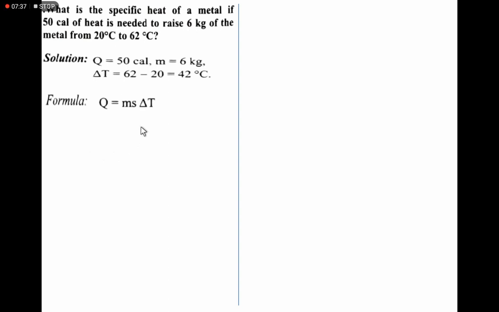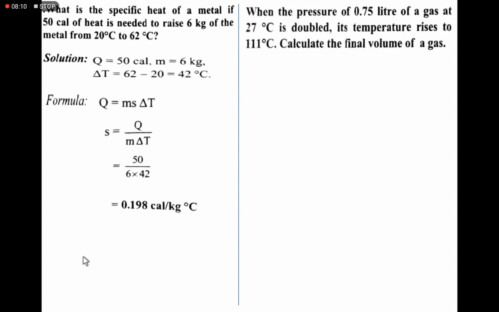So here we have to find out the specific heat capacity of the body. So we'll write S is equal to Q by m into delta T. Q is 50, and m is 6 kilograms. Temperature difference is 42. So we'll write 0.198 calories per kilogram per degree Celsius. Very simple problem.